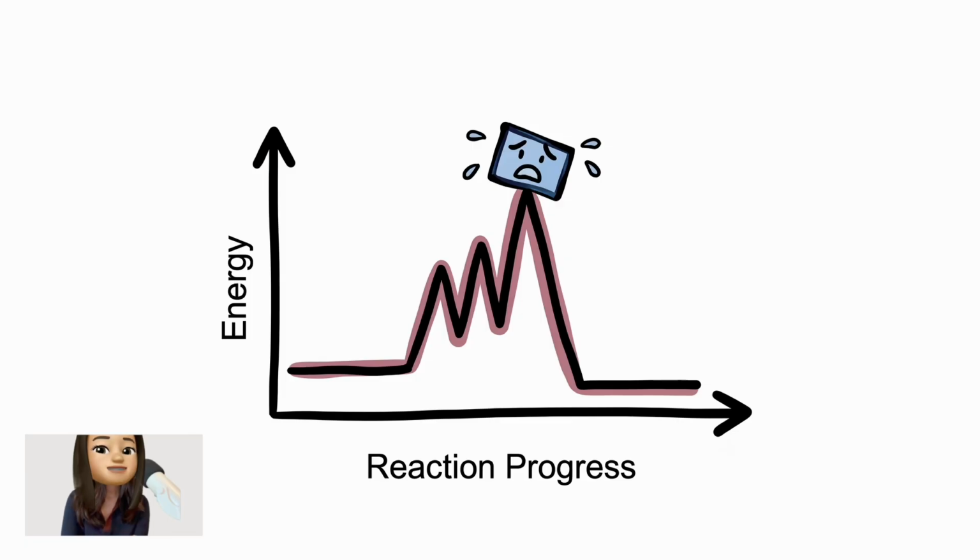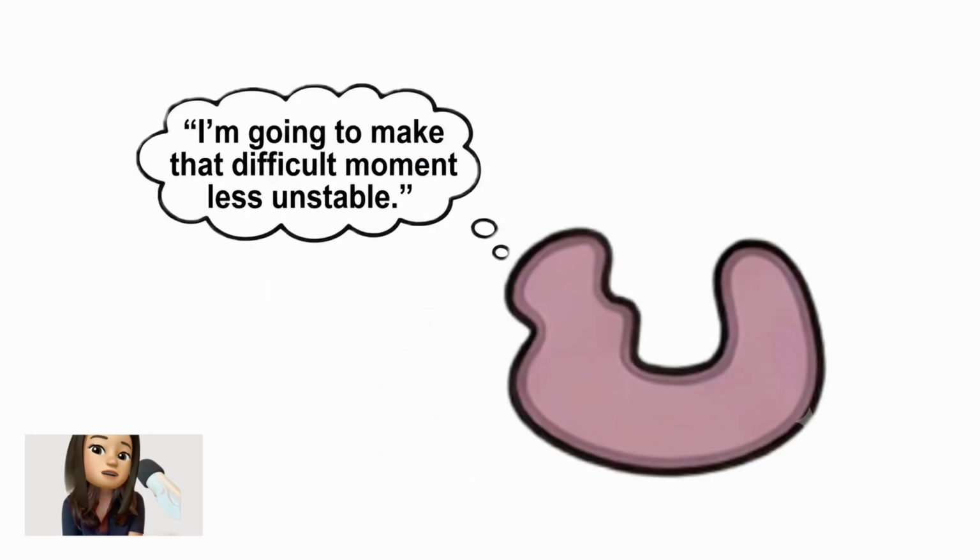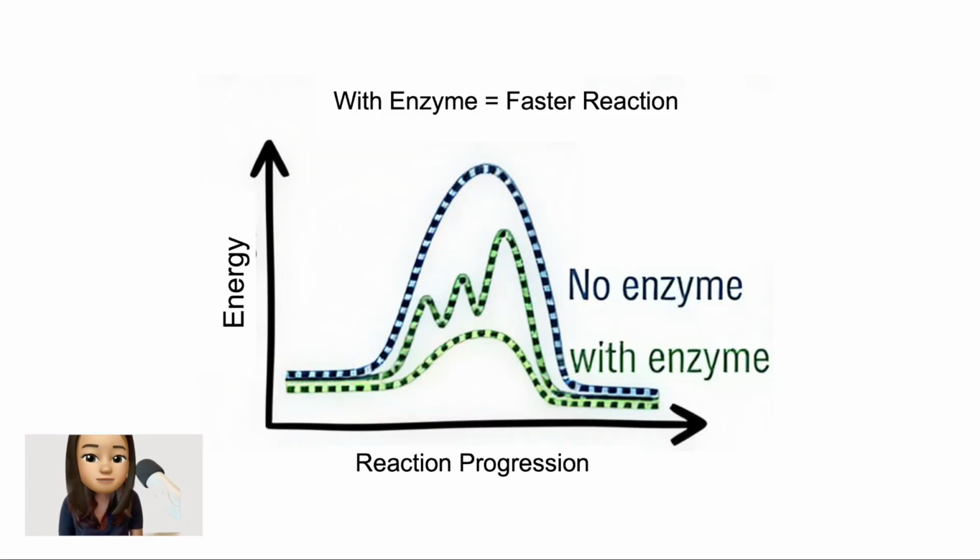Remember, the transition state is the most unstable, high-energy moment in every reaction, and every reaction has to pass through it. So if the enzyme is able to make the transition state a little bit more stable, then the amount of energy that's needed to pass through that transition state is less, and therefore the reaction becomes faster.